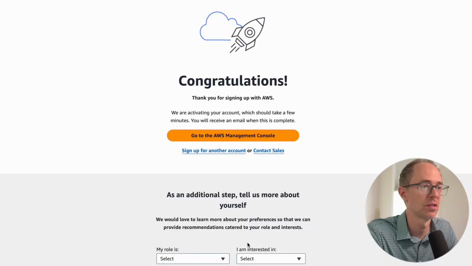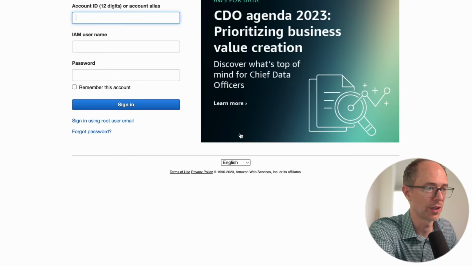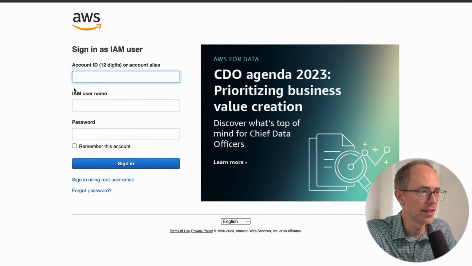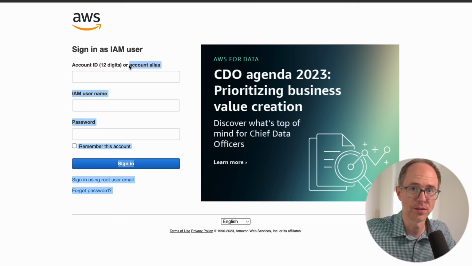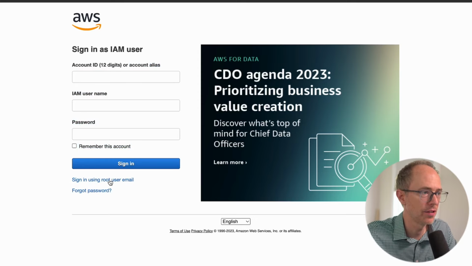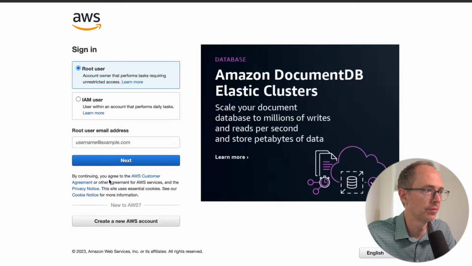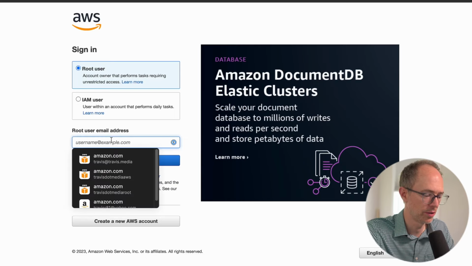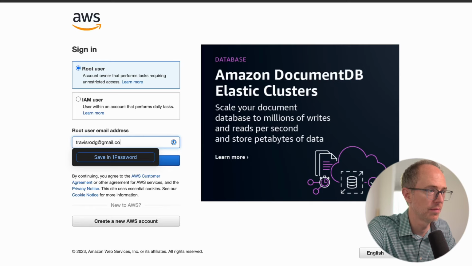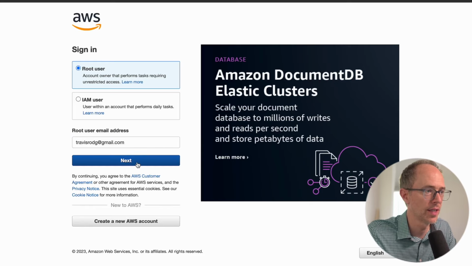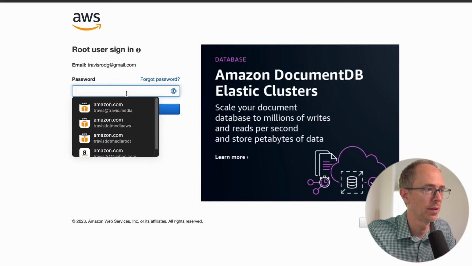That's it. So thank you for signing up. Go to the AWS Management Console. Let's go there. Because we're now in the root account, which we want to get rid of. We don't want to be using root accounts. And then you get to the sign-in screen. So we don't know our account ID yet. So just click sign in using root user email and punch in what you just signed up with. So travisraj@gmail.com and click next. And the password.